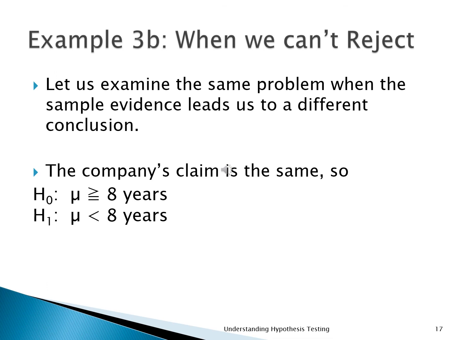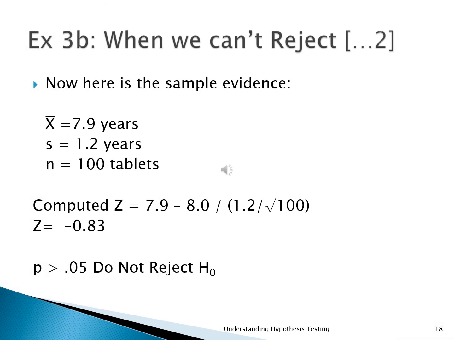Okay, let's try the same problem where the sample evidence leads to a different conclusion. Again, the company's claim is the same. Their tablets have a life of, again, we talk about the parameter, of at least 8 years, and H1 is that it's less than 8 years. Now look at the sample evidence, 7.9 years. We took a sample of 100 tablets randomly, and we found that X bar was 7.9 years. The standard deviation is 1.2. Now our Z value is negative 0.83.